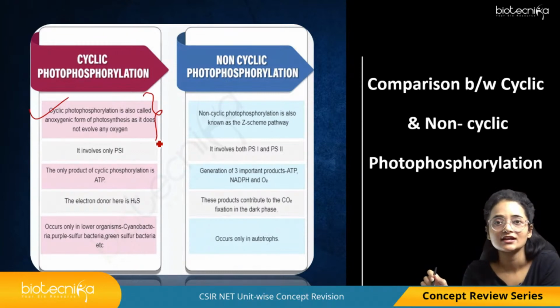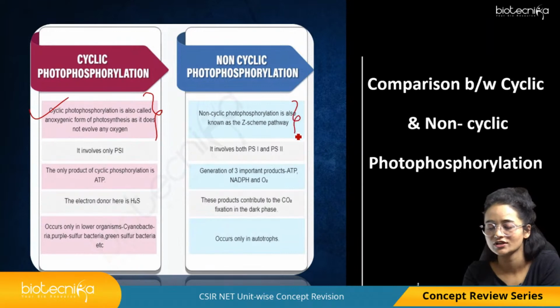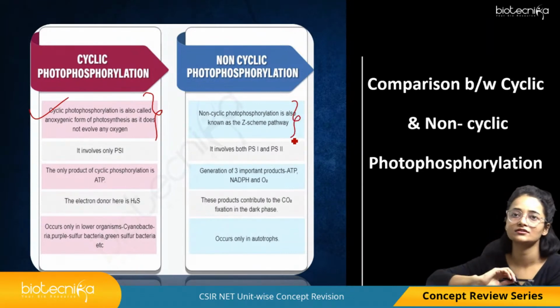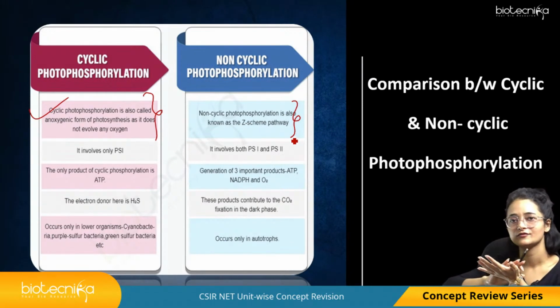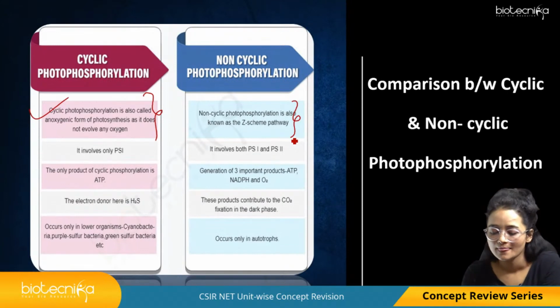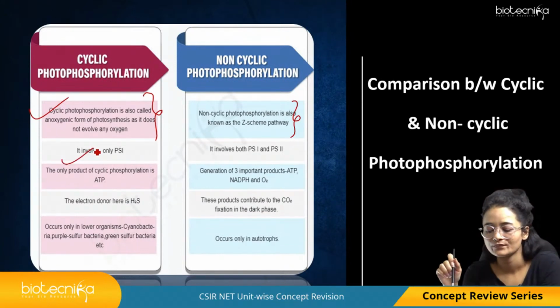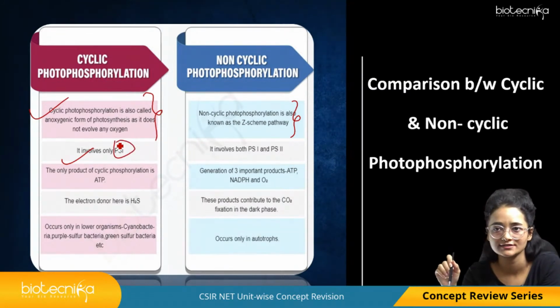In case of non-cyclic photophosphorylation, this is also known as the Z-scheme pathway. So here the oxygen evolution takes place, and it is known as the Z-scheme pathway because of the events which take place and the way in which the electrons are transferred, it looks like a Z-scheme, right? Then it says that it involves only photosystem 1. In case of cyclic photophosphorylation, only photosystem 1 is there, right?